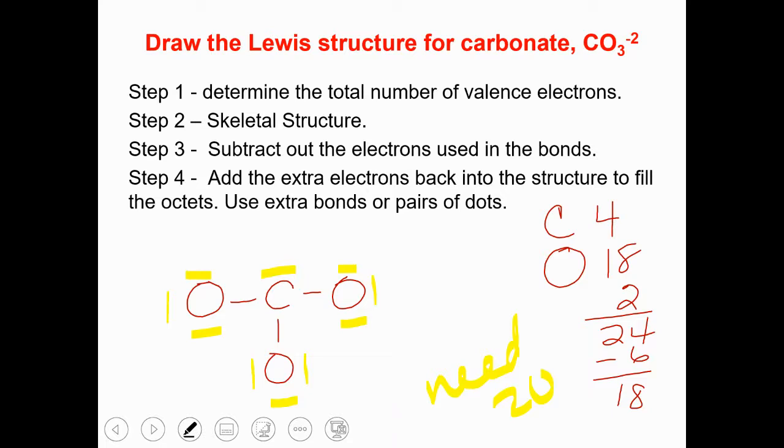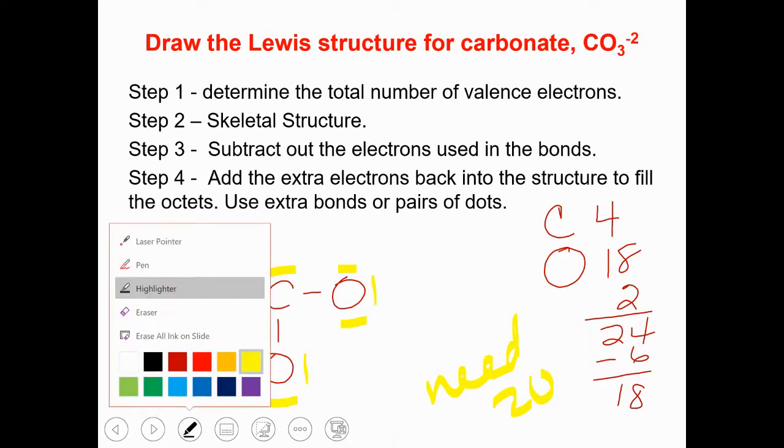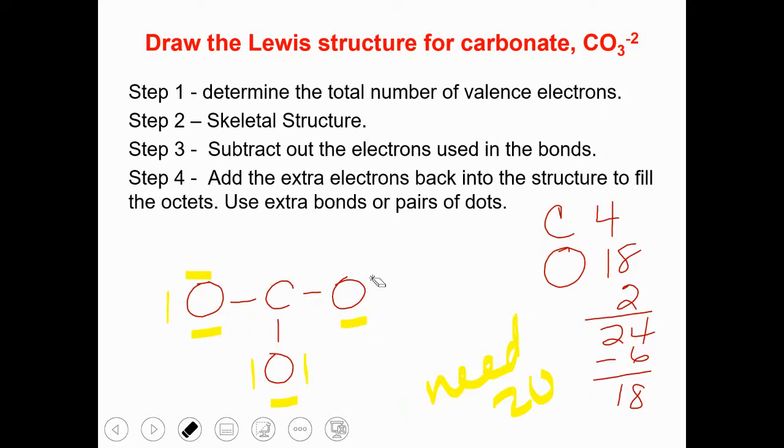So here's the issue. You say, well, where should I make the double bond? I can make the double bond between carbon and the oxygen that's to the left. I can make it between the carbon and the oxygen that's on the right. Or I can make it between the carbon and the oxygen that's on the bottom.